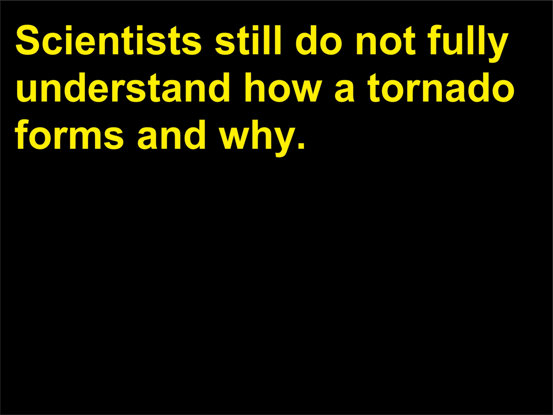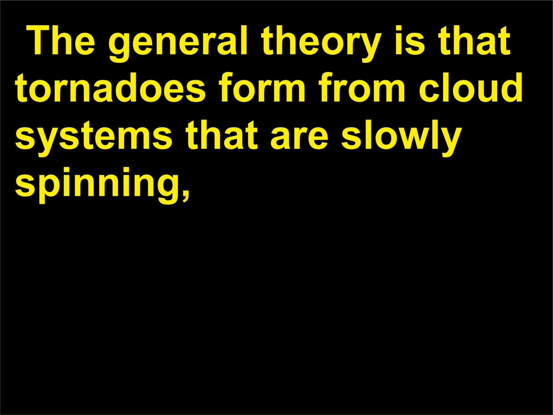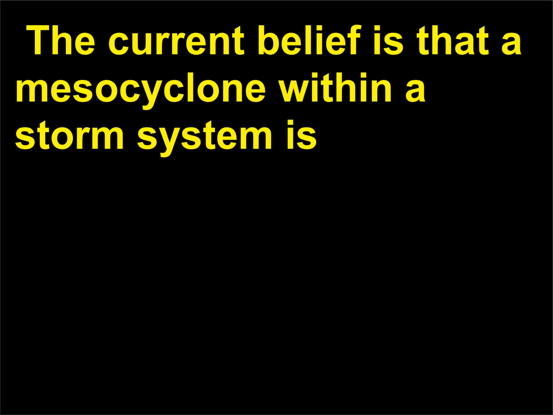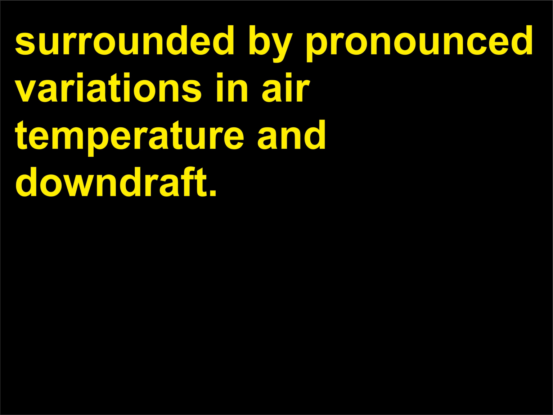Scientists still do not fully understand how and why a tornado forms. The general theory is that tornadoes form from cloud systems that are slowly spinning, usually in supercell storms, but weaker systems can produce them as well. The current belief is that a mesocyclone within a storm system is surrounded by pronounced variations in air temperature and downdraft.